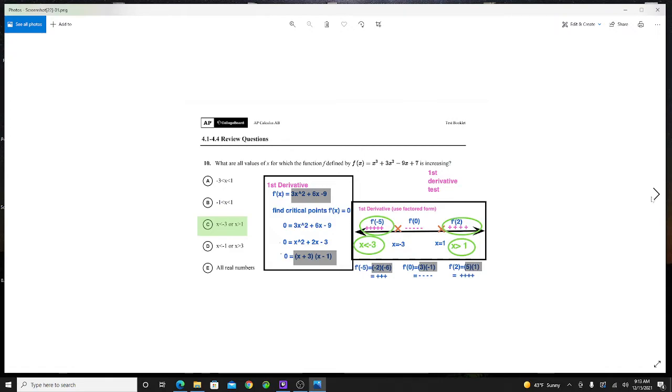And plugging in, I said what was important was just the signage, and to use the factored form of the trinomial, since you already did that work, it makes the math work faster. So you can see that the region on the left is positive or increasing. The region between -3 and 1 is negative and then positive. So where was it increasing? The correct answer is C: when x is in a region less than -3 or when x is greater than 1.